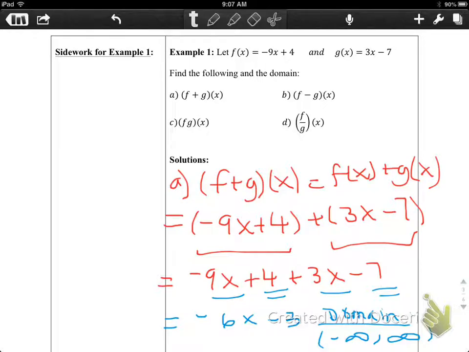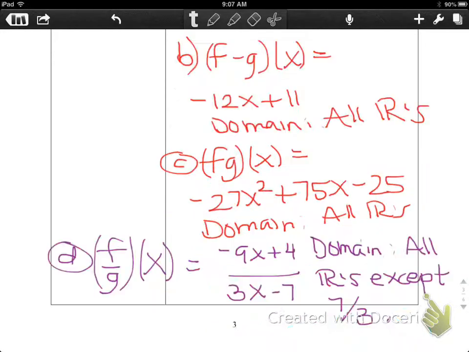Okay, so what you can do now is stop the recording here. Try B, C, and D on your own, because on the next page I'm just writing the solutions. If you have any questions about those solutions, you can ask me in class on Friday. Okay, so here are your solutions for B, C, and D. Make sure you check your answers. And again, if you have any questions, you can ask me about them on Friday.